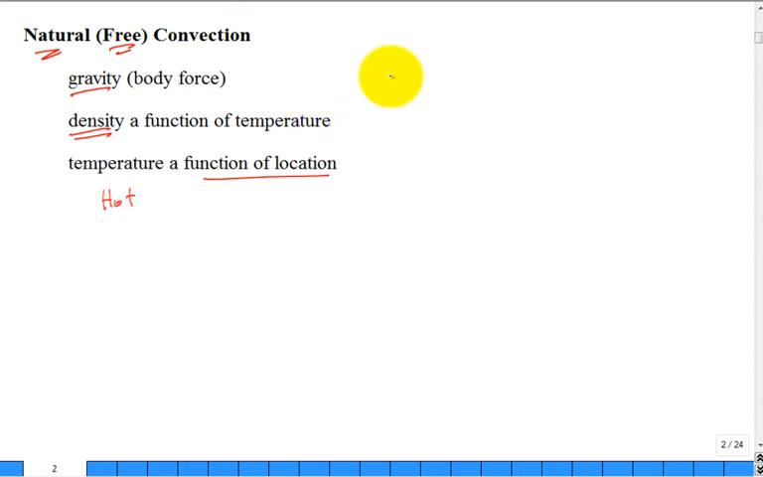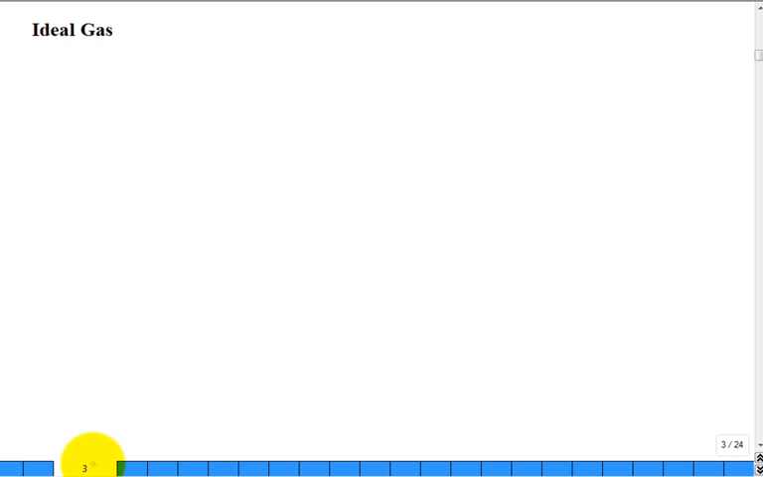So you need g, though. Don't forget that you absolutely need g, and you'll see g floating around quite a bit in our correlations. And you need rho as a function of temperature, and you need hot and cold. Ideal gas. Well, air, like the air that you're breathing, is an ideal gas. We need to review that, even though you covered it in thermo one and before thermo one and covered it in fluids and before fluids.